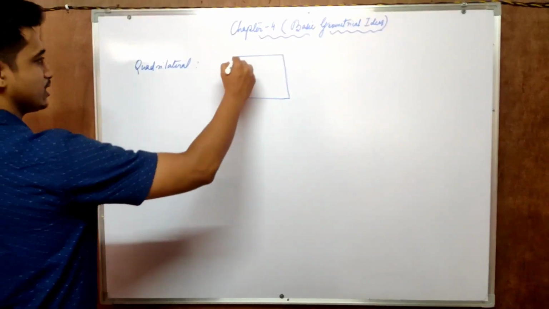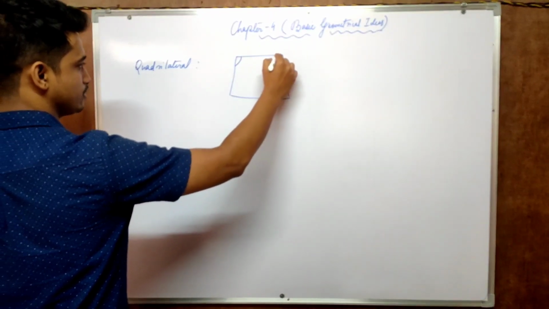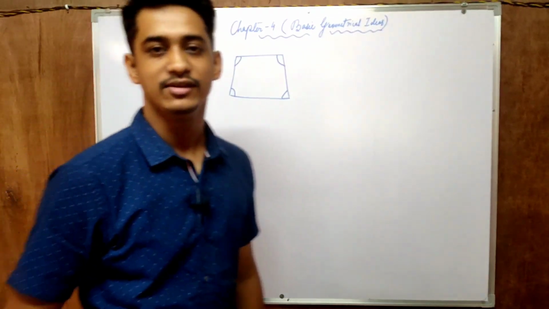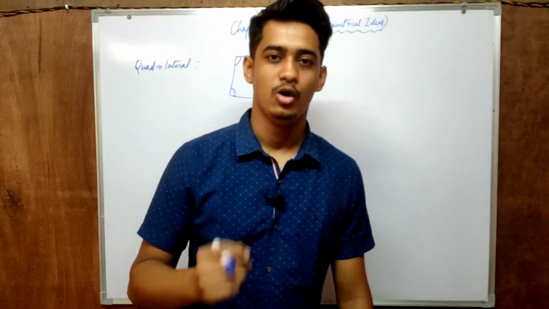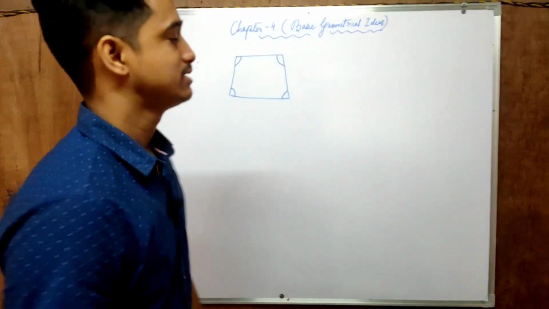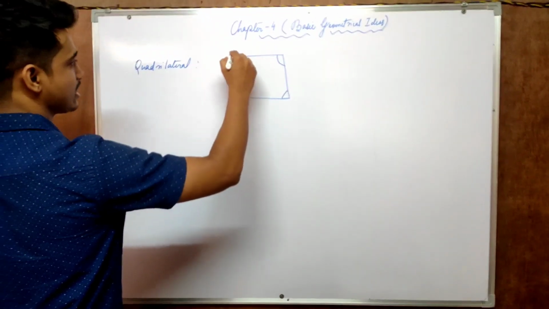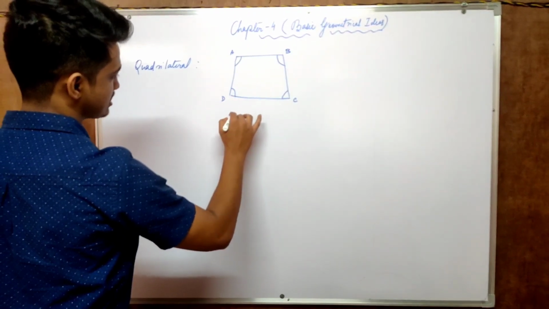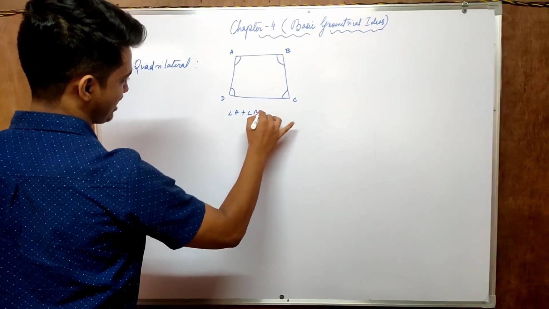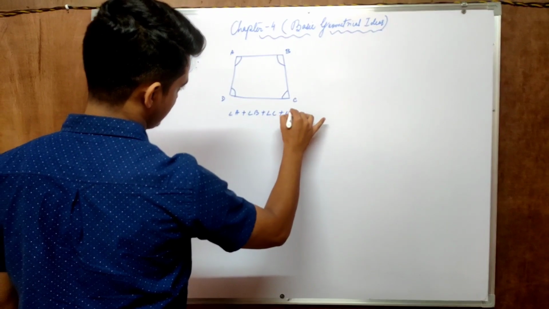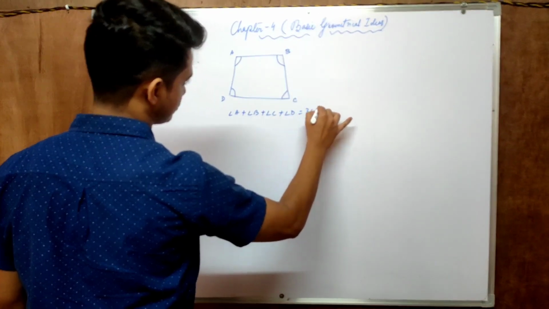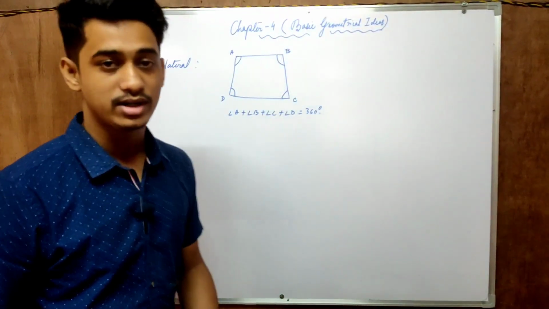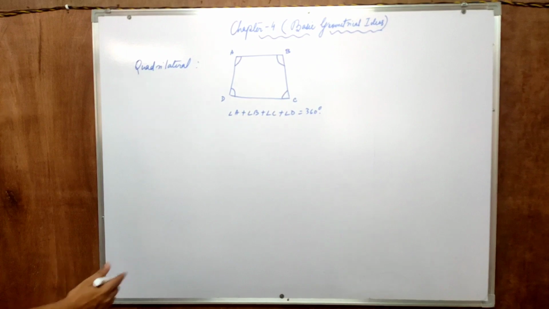There is one speciality: if you observe, all the angles have their sum as 360 degrees. So that means if the angles are A, B, C, D, then angle A plus angle B plus angle C plus angle D is nothing but 360 degrees. That is the only property that we have. After that, we will move on to the next part, that is, the types of quadrilateral.